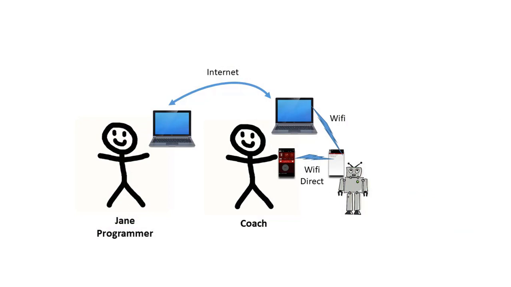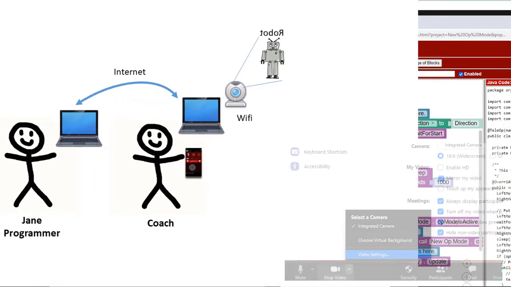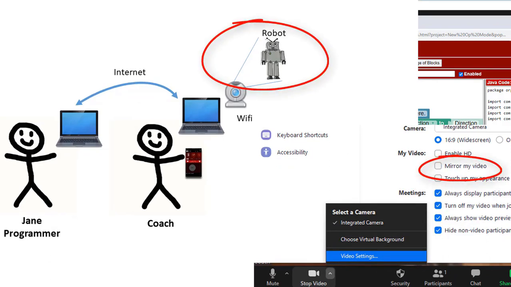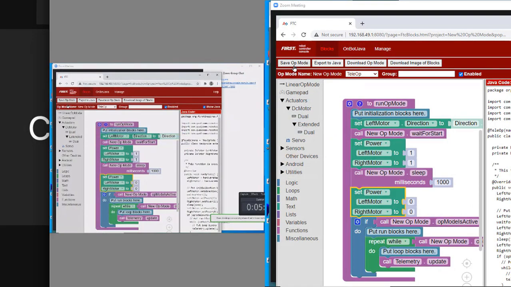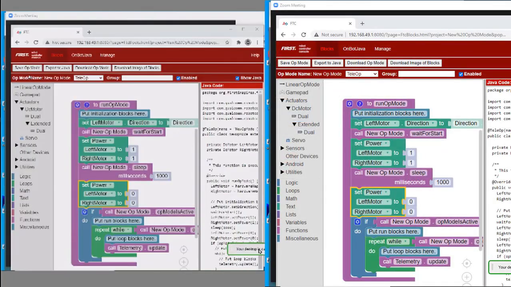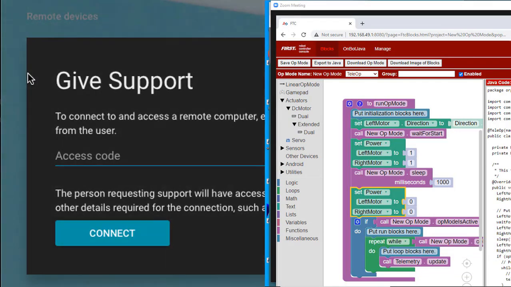Jane can then ask Coach to point his or her webcam at the robot and use the driver station phone to start the autonomous op mode. Coach may need to turn off Zoom's webcam mirroring feature so the robot moves as expected on Jane's computer. The robot probably won't do exactly what Jane wants the first time, so she can make changes and continue the process with Coach repositioning the robot. When they're done, Coach clicks on Stop Sharing to discontinue the remote control of his or her computer.